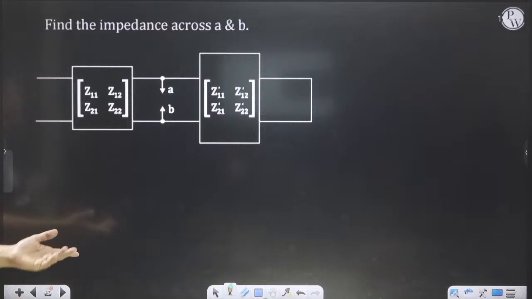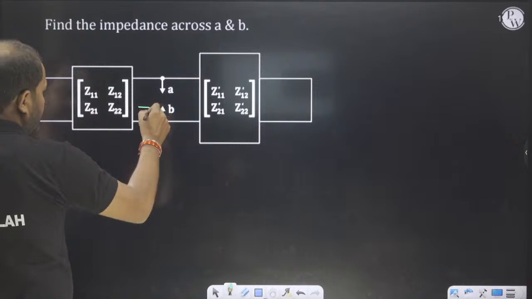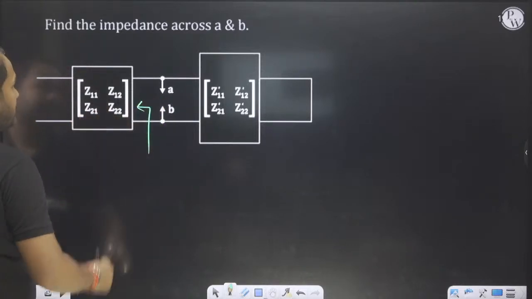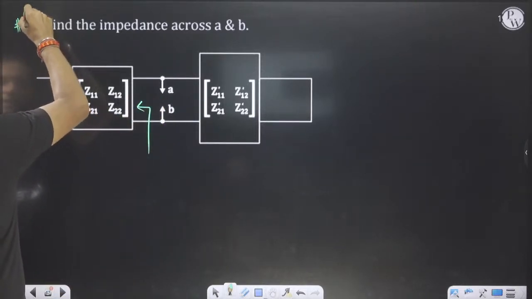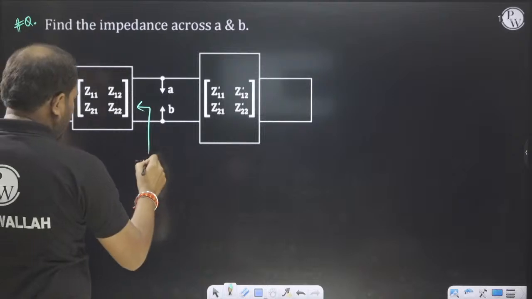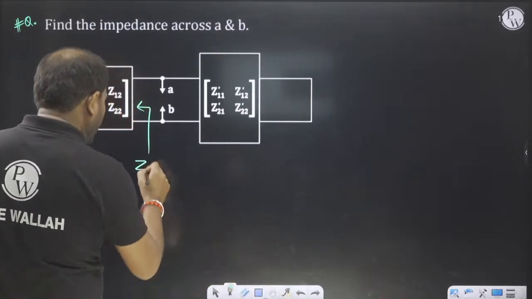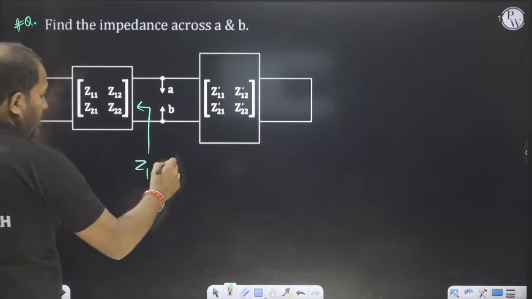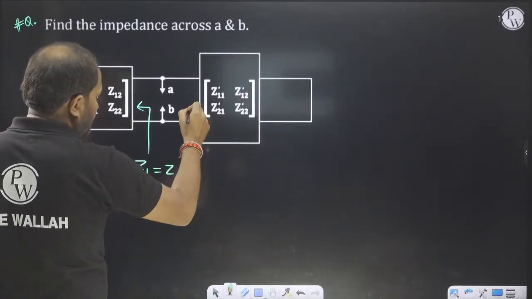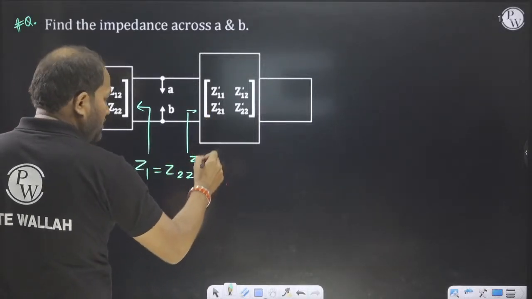They are asking for Z equivalent. So here, open circuit. Open circuit, so our Z2 is equal to Z1. So Z1 is equal to Z22. And here, short circuit.